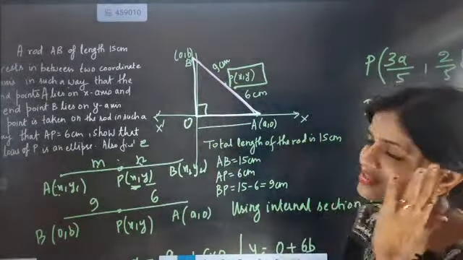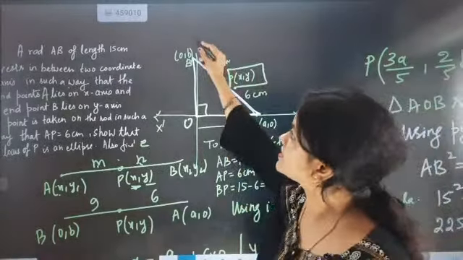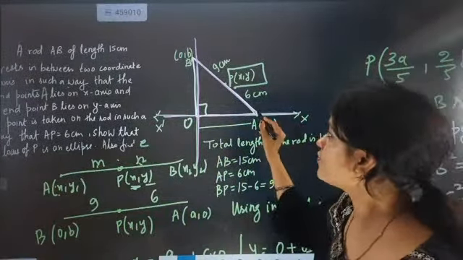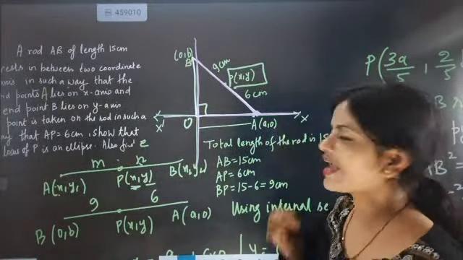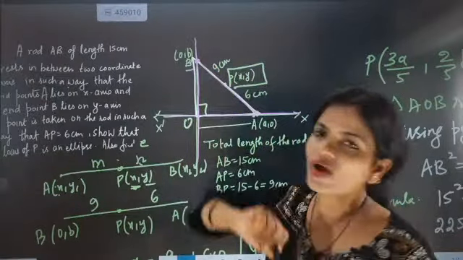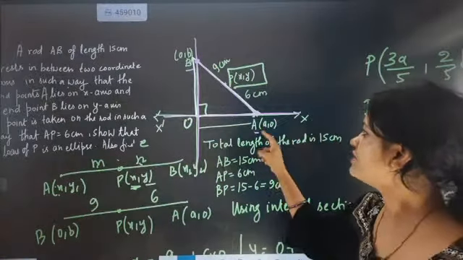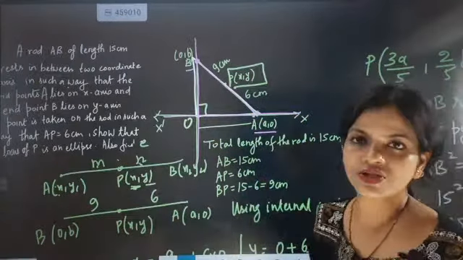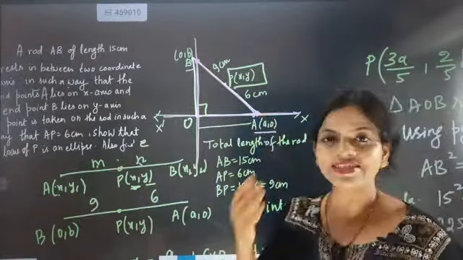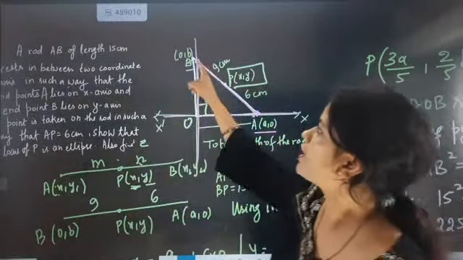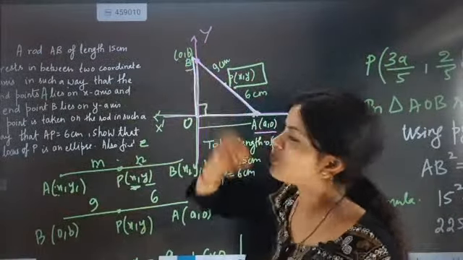After that, they are telling that this rod is resting in the coordinates in such a way that the end point of the rod A is touching the x-axis and the end point of the rod B is touching the y-axis. Now we have taken this coordinate point as a comma 0, because for a point on the x-axis the y part will become 0, and for a point on the y-axis the x part will become 0.